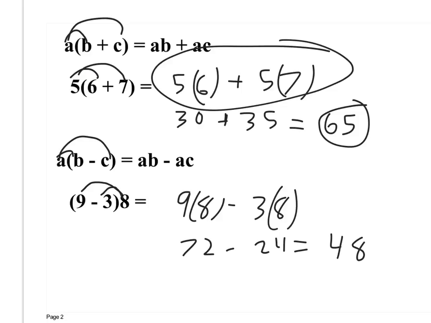Now, yes, I know it is much easier to do 9 minus 3 and get 6, and 6 times 8 is 48. I know that's much easier. And that's what I had students do last hour. Okay?